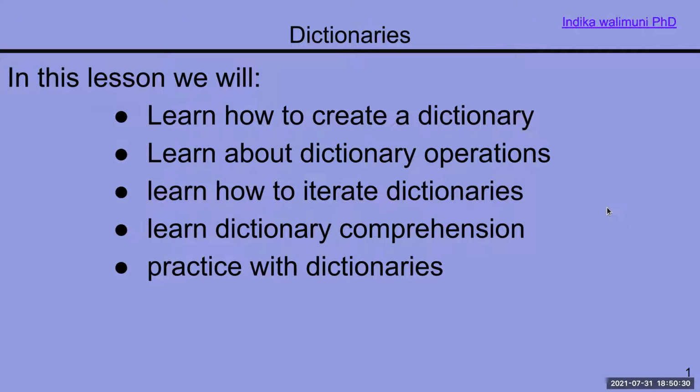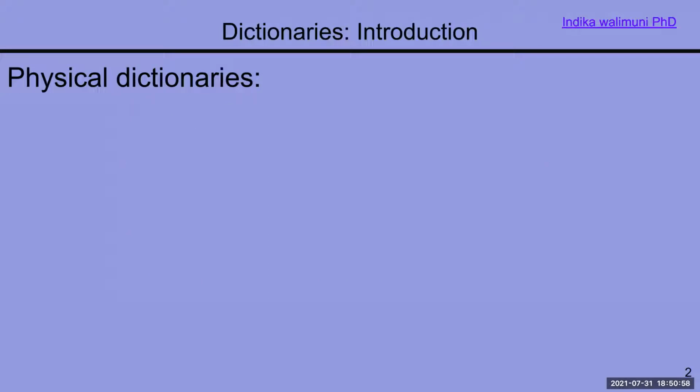Welcome back, everybody. In this lesson, we're gonna start our dictionaries lesson. We'll learn how to create a Python dictionary, and we'll learn about dictionary operations and how to iterate dictionaries. We'll also learn about a very important topic, dictionary comprehension, and we'll do some practice. So let's get started. Before we delve into Python dictionaries, let's talk a little bit about physical dictionaries.